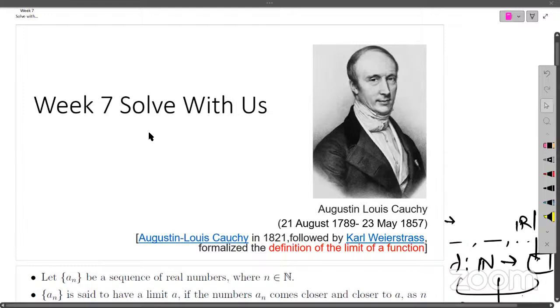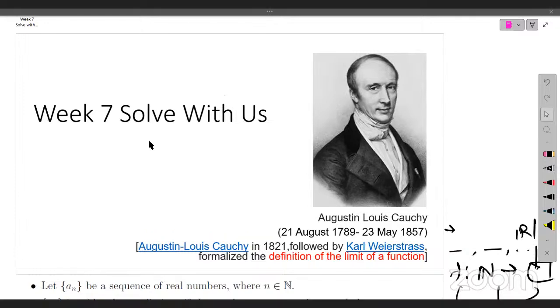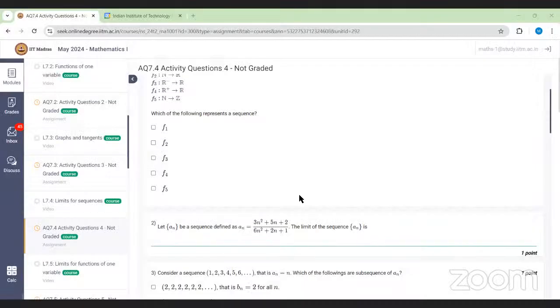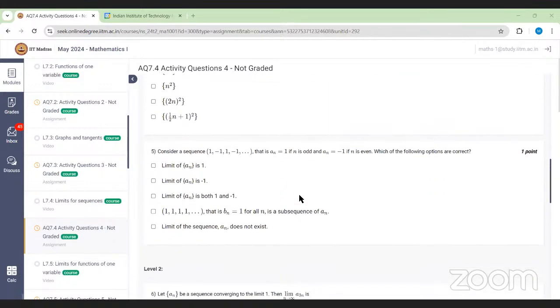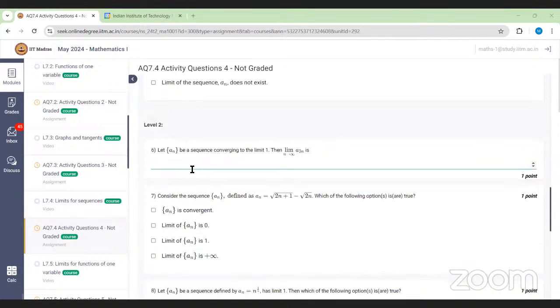7.4 activity question. Which question? One second. The sixth question. This one? So let a_n be a sequence converging to limit 1. So here you have to use the concept of subsequences.